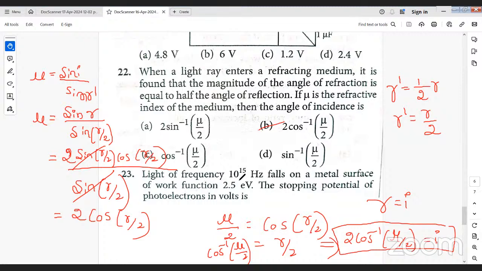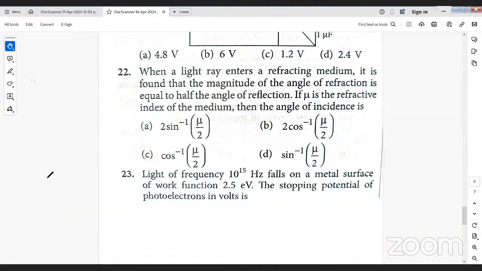Okay, work function value is given. The light frequency, incidence frequency is also given. Yes, how we will do question number 23. According to Einstein's relation, eVs is equal to h nu minus W naught. So now Vs is equal to h nu divided by e minus W naught divided by e.